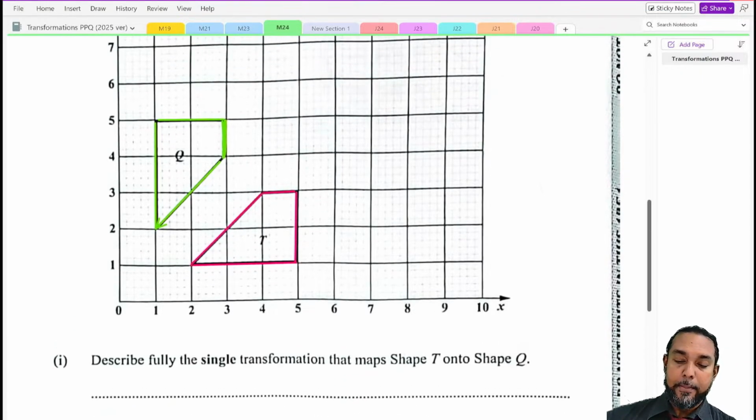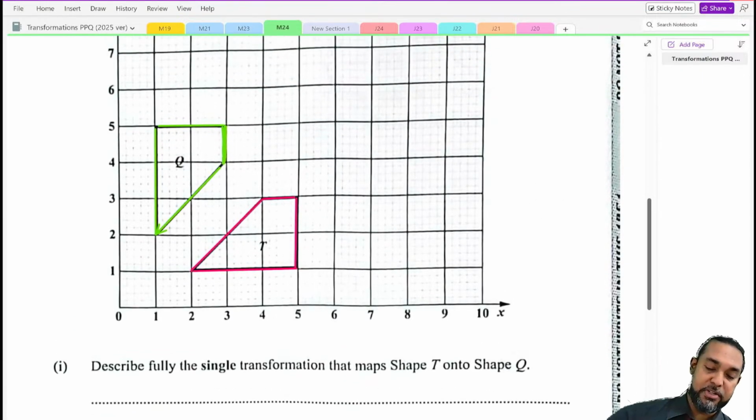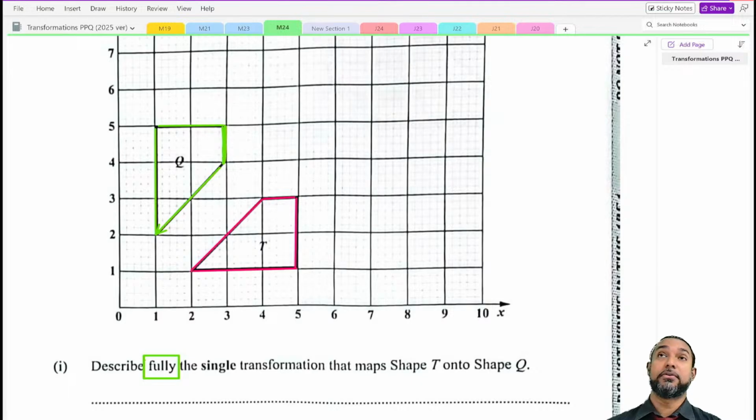Sorry, but you can't just say a reflection because what's this word here? Fully. Right? So a reflection is one thing. But when you have a reflection, you have to talk about the axis of reflection or the mirror line. All right? That is correct. Now, how do we find that axis of reflection?